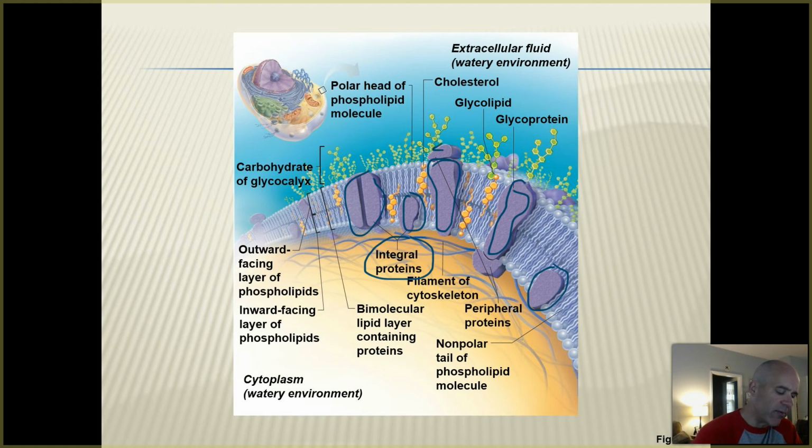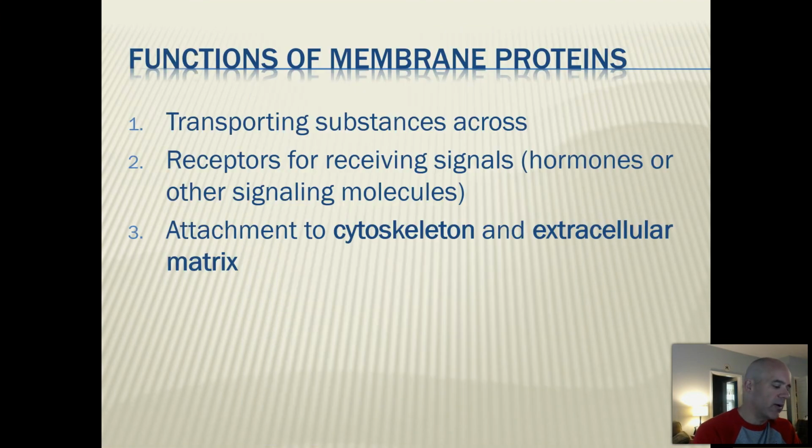The ones that are just kind of attached to one side or the other are sometimes called peripheral proteins because they're on the periphery, the edges of the membrane, rather than being embedded within it. You can see you've got many different types there.